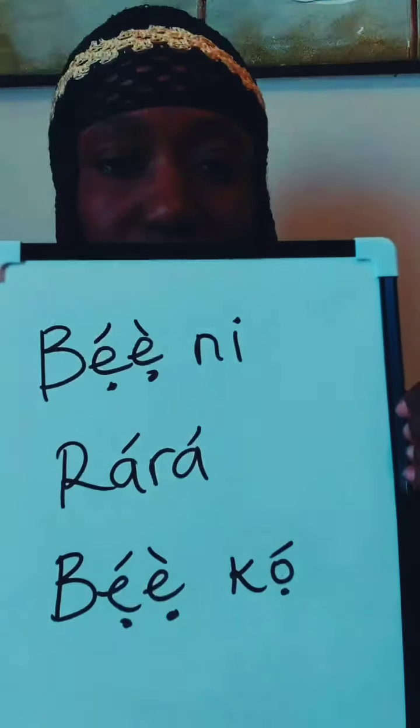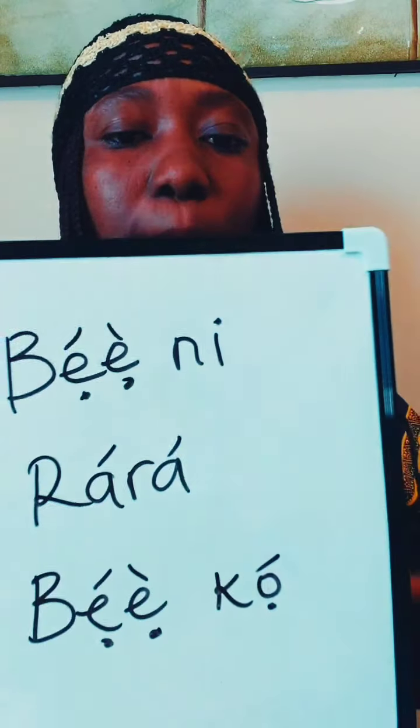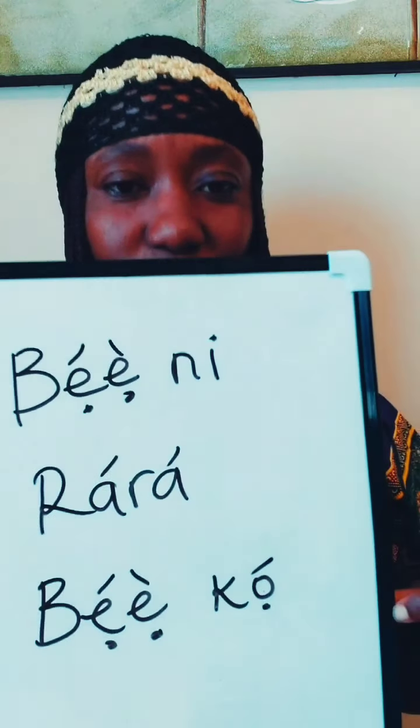Okay, so thank you everyone. Do you have any question before I go? So you know how to say yes and no, and you know how to write it. Be ni and rara, and we have be ko. Okay, beni, rara, beko. All right.